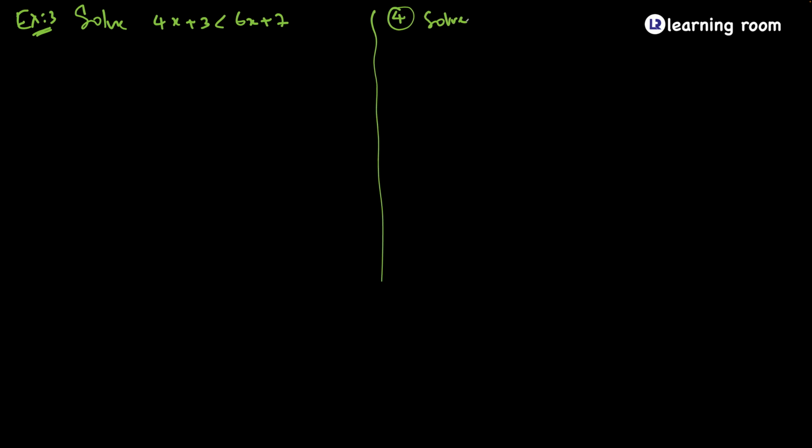So example number 3, solve 4x plus 3 is less than 6x plus 7. Okay. So wait, I'll write the next one also. Fourth one is solve (5 minus 2x), the whole divided by 3, is less than or equal to x by 6 minus 5. So solve this.